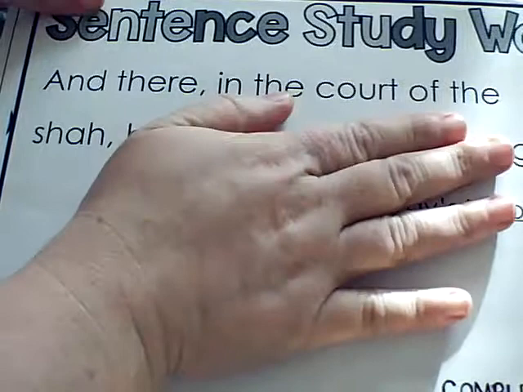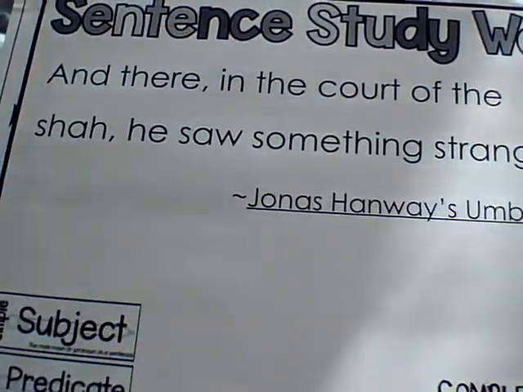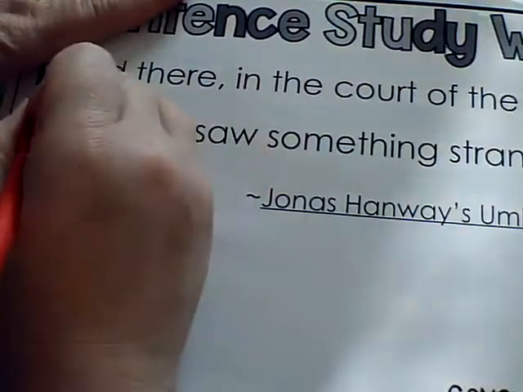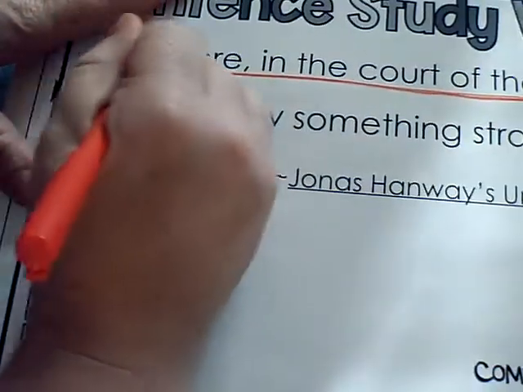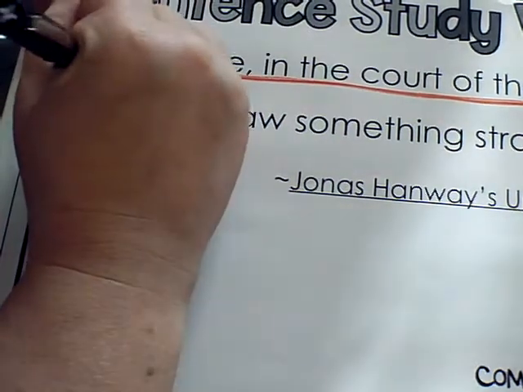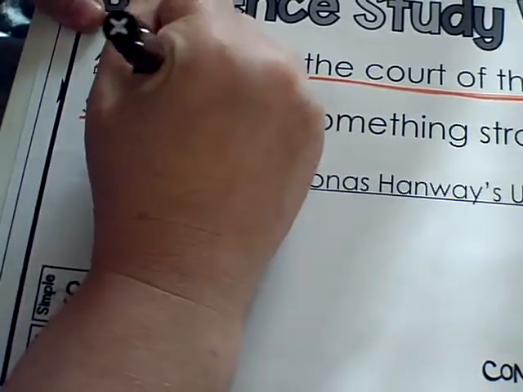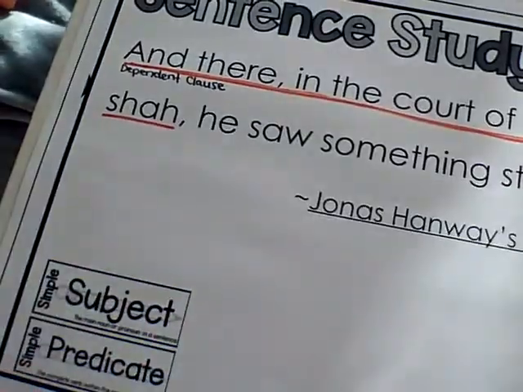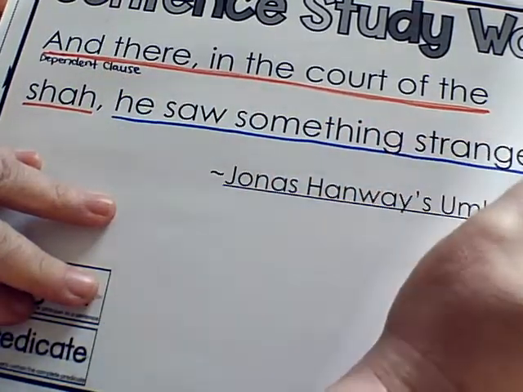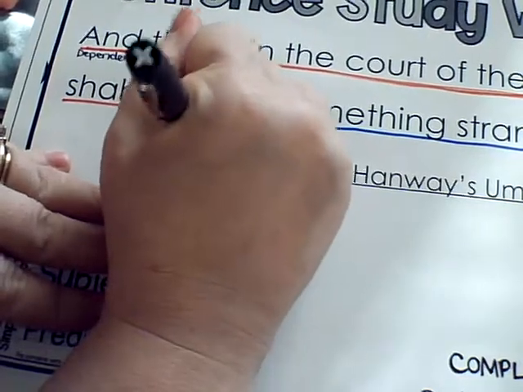We can't just say that by itself. And there, in the court of the Shah. What? There's something that you wouldn't understand if you didn't know the rest of the sentence. So that is dependent. So I'm actually going to underline our dependent clause in red. Oof. This marker is getting dry. And then we also have an independent clause, which is, he saw something strange. And we know the word independent means you can do it by yourself. In this case, it can stand by itself.